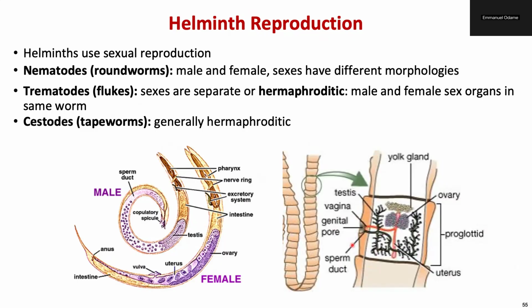And then we have cestodes, which are tapeworms, and they are generally hermaphrodite. So same as the other one. But the trematodes can be separate or hermaphrodite, but for cestodes, they are all hermaphrodites.